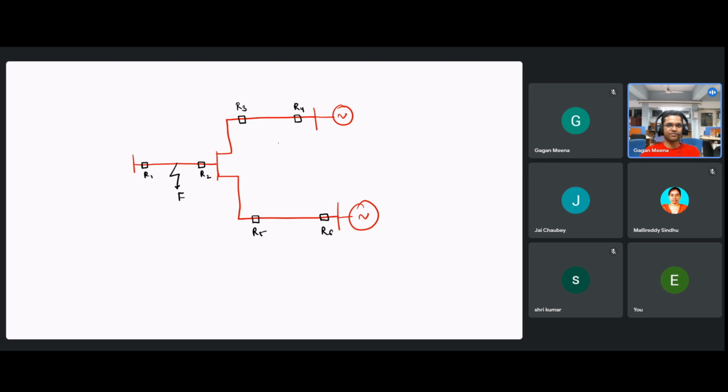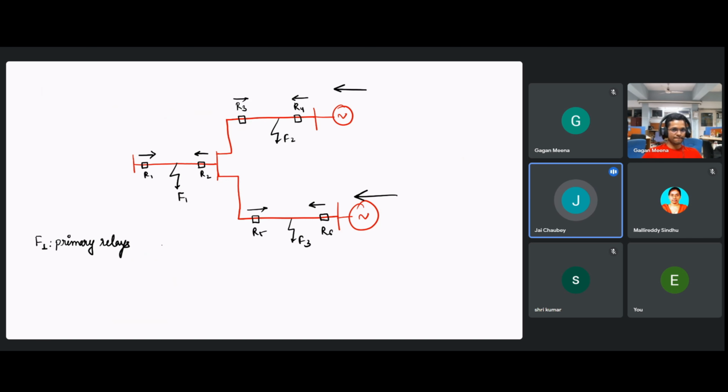We have fault F1 here, F2 here, and F3. So now tell me, for a fault F1, what are the primary relays? R1 will protect in this direction, R3 this, R4 here, R5 in this direction, and R6 in this. Now you have to check. These two sources will feed current like this. Now if fault F1 is there, you have to check which one will act as a primary relay for F1.